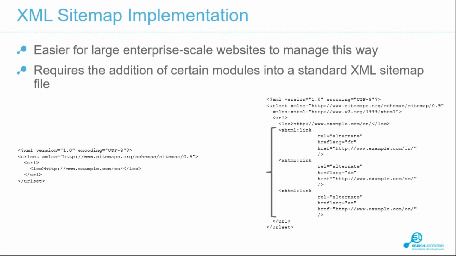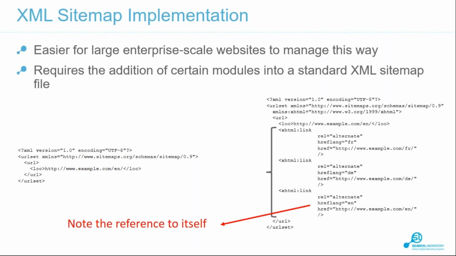Now a lot of these are very similar to the HTML implementation. rel equals alternate, hreflang equals, and then the language code, and href equals, and then the URL reference. So a lot of the elements are actually identical. However, the implementation is different. It's included within the XML sitemap file and can sometimes become a lot easier to manage.